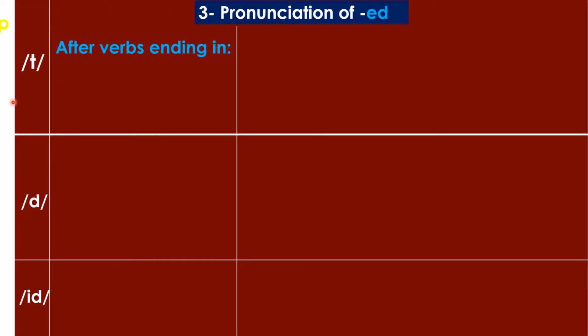After verbs ending in the p sound, for example, we have here helped, so we say helped, and this is the phonetic transcription of the verb. Here the ed after the p sound is pronounced as a t sound. After k, so we have here look, so we have here looked. This is the phonetic transcription of the verb.